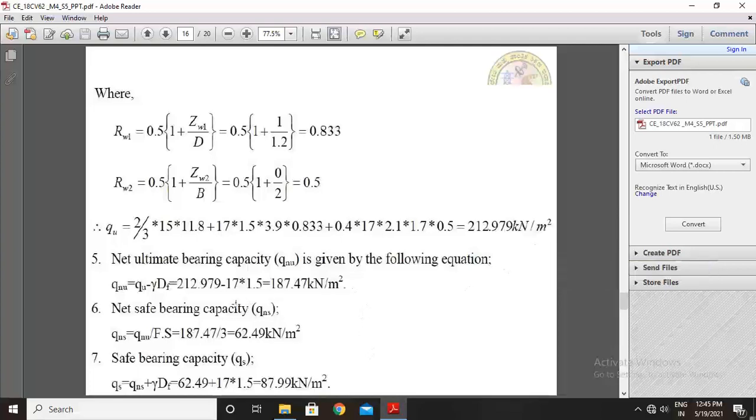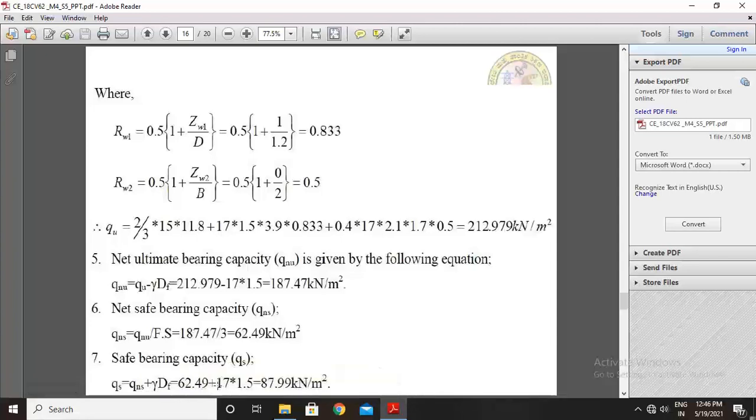Then next step, as usual, net ultimate bearing capacity is given by the equation ultimate bearing capacity minus overburden pressure. Now substitute the values, we are getting the answer 187.47 kilonewton per meter square. So the net safe bearing capacity equals net ultimate bearing capacity divided by factor of safety. Now substitute the values, here factor of safety is 3, so we are getting 62.49 kilonewton per meter square.